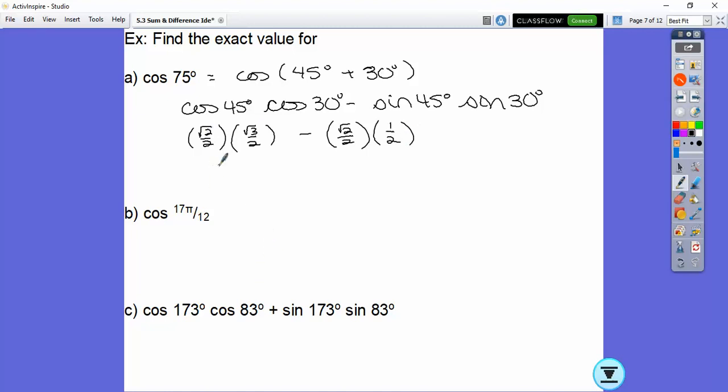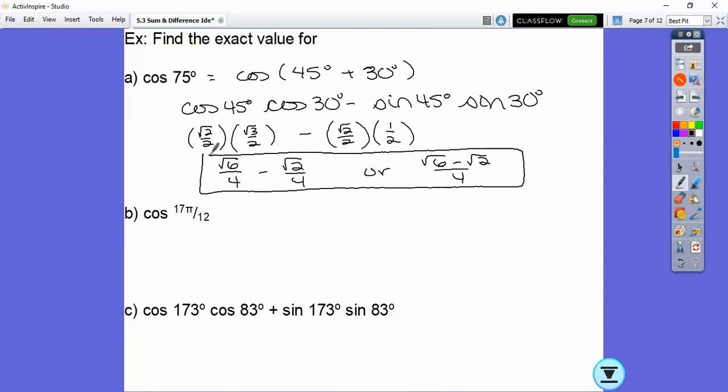So if both numbers are under a radical, you can just multiply them under the radical. So it's radical 6 over 4 minus radical 2 over 4. You can't actually subtract those. If you wanted, you could make one big fraction, but this is our answer. Nothing else we can do. So I would accept either of those.